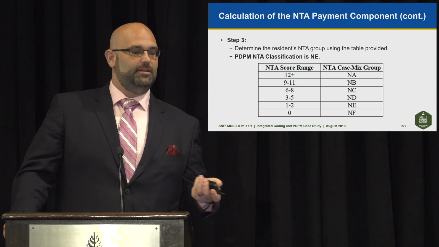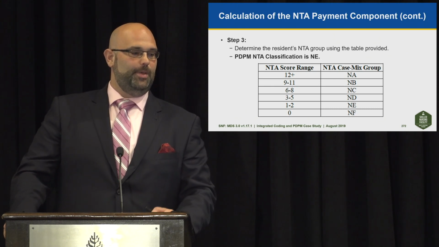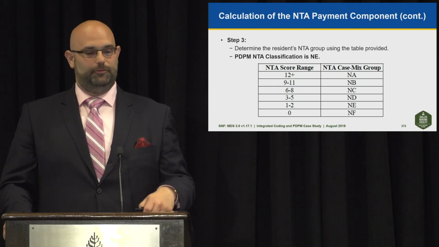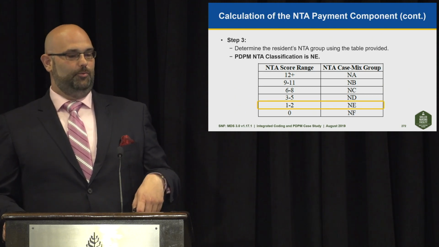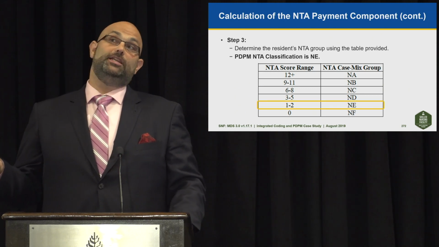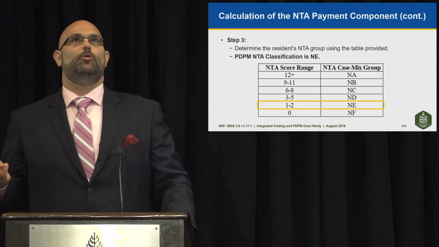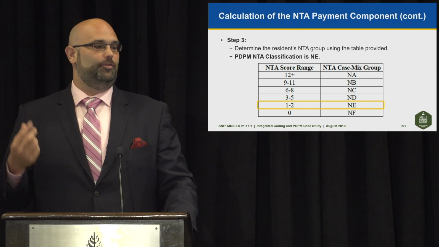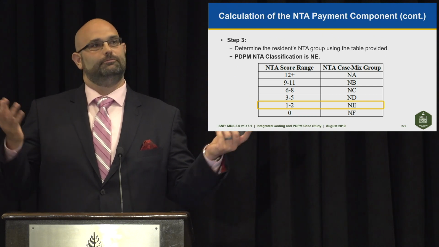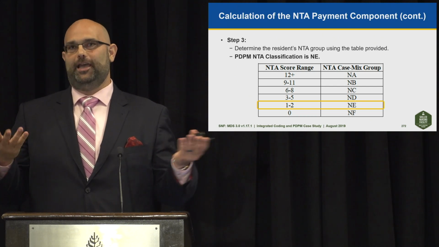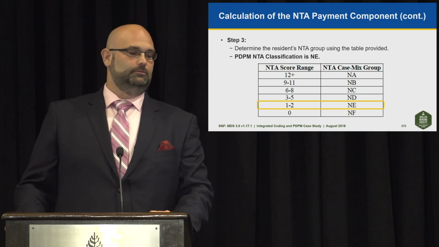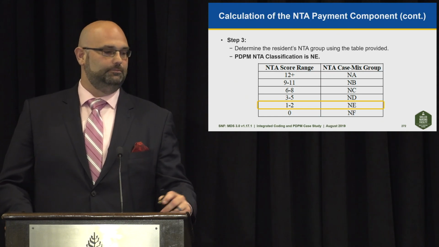So determine the resident's NTA group based on their classification. Here they had a score of 1, and therefore they fit into the group 1 to 2. If COPD were coded, just to throw that out there, I think COPD counts for 2 points. That would give them a total score of 3, which would put them into the ND group. So if you happen to have coded that, that's the group they would have been in with the COPD. But here, we're going to say they're in group NE.